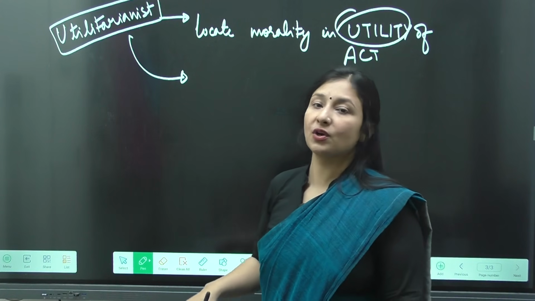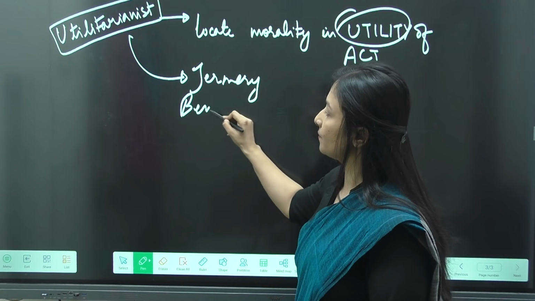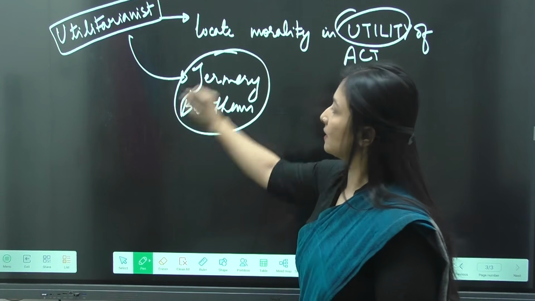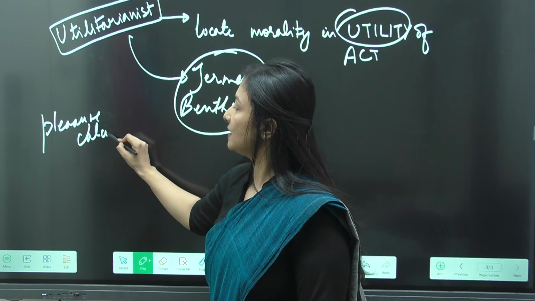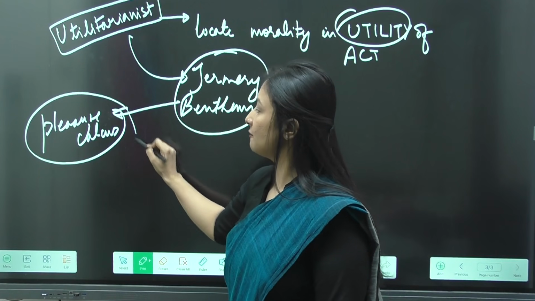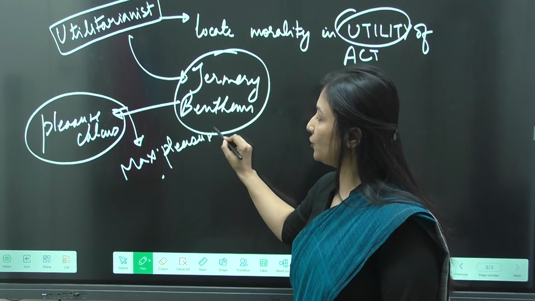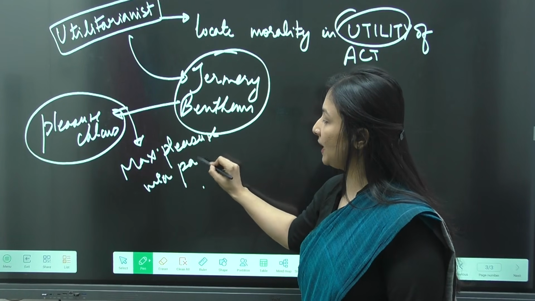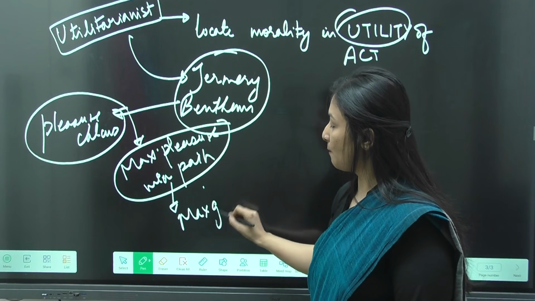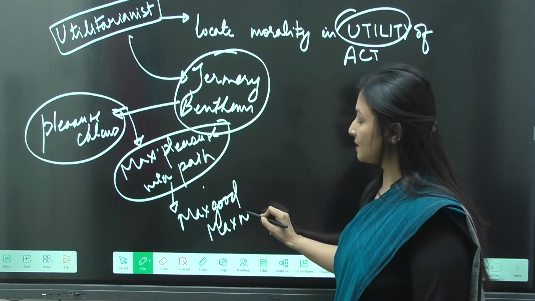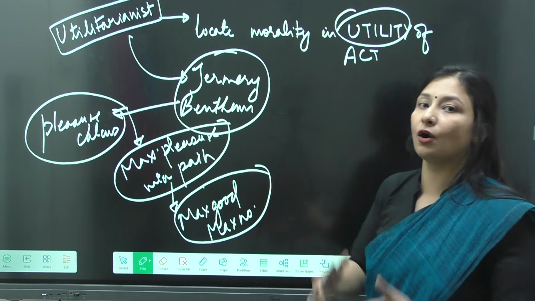Is it clear? In utilitarianism, I had discussed earlier two people. Jeremy Bentham gives his pleasure calculus. He says that for the welfare of the maximum good, you need to maximize the pleasure and minimize the pain. So whatever decision making you do as a bureaucrat, it has to be for the maximum good for the maximum number of people. What is the utility of that decision making?